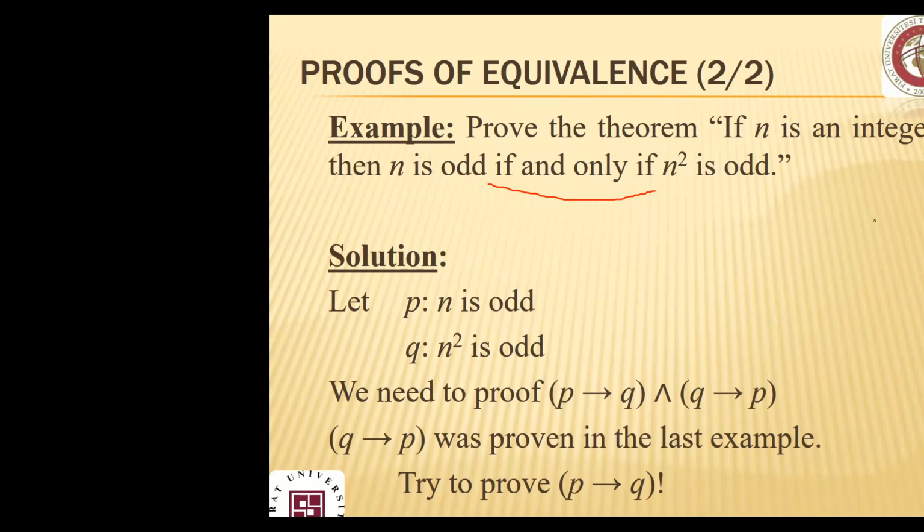All right, how about the other way around? N squared is odd implies n is odd. Which one is easier? N is odd. So take the contrapositive. The first one, P is n is odd, Q is n squared is odd. N is odd means 2k plus 1, the definition of odd, assuming that k is an arbitrary integer. We can prove it.